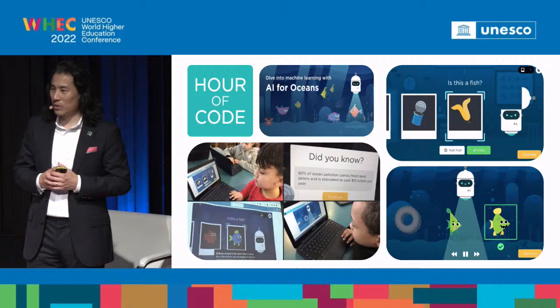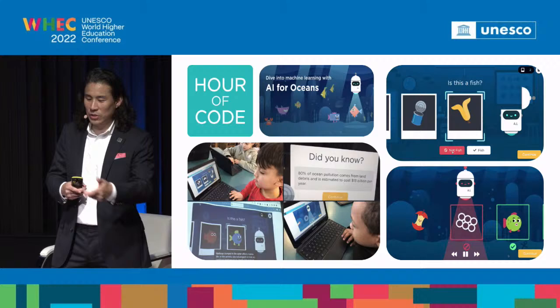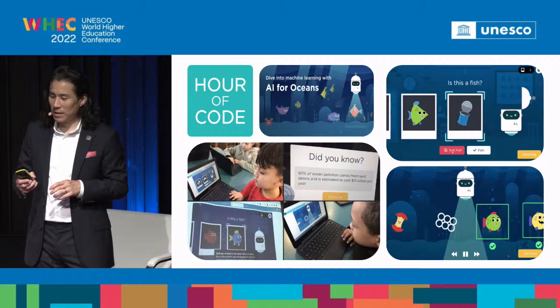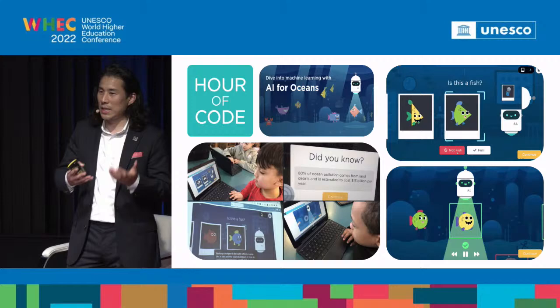There's also tutorials like AI for Oceans, where students learn about machine learning and artificial intelligence, and they connect it to cleaning up the ocean. And so in this tutorial, students learn to train an artificial intelligence to recognize the difference between fish and trash, and then deploy that AI to actually scan the ocean. And during that time, students understand what's happening with the oceans and pollution, etc.